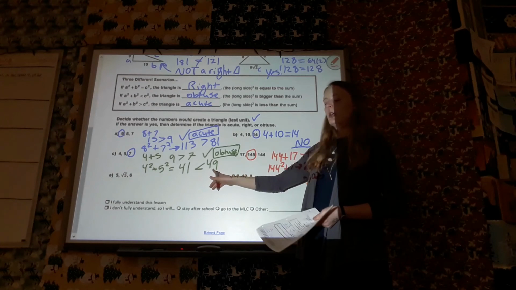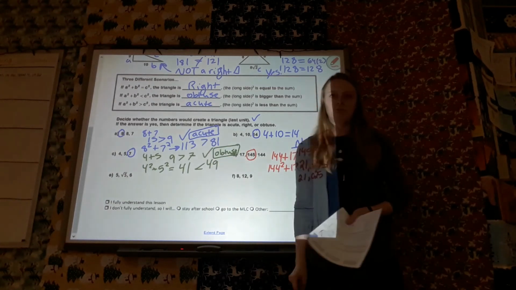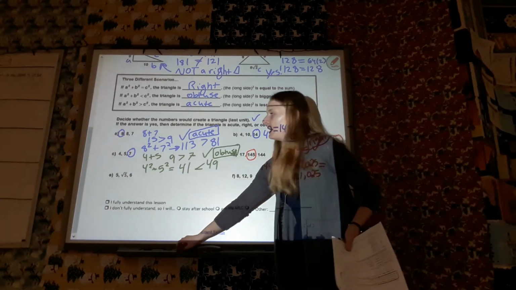Again, when they're equal, it's a right triangle. When the c squared is larger, it's obtuse. When it's smaller, it's acute. Okay? All right, last two really quick.